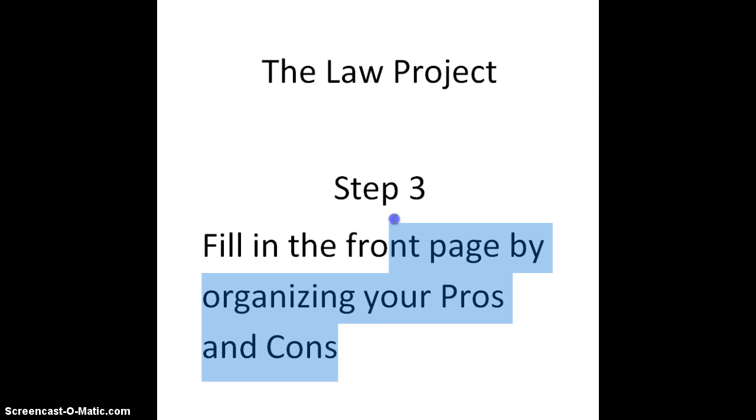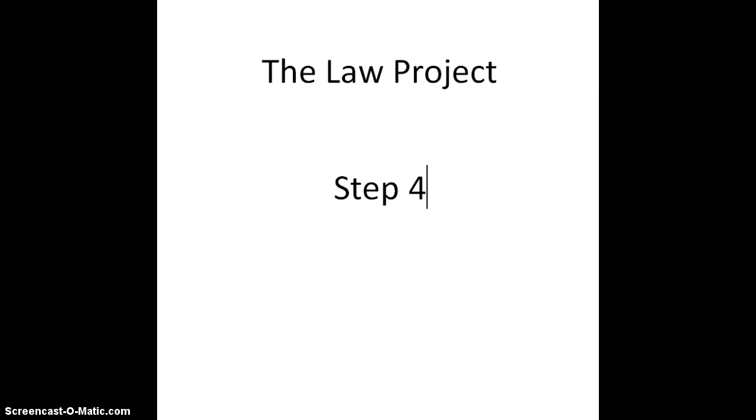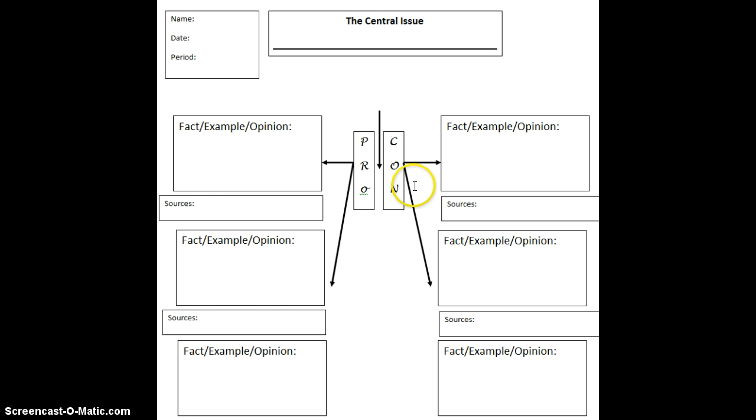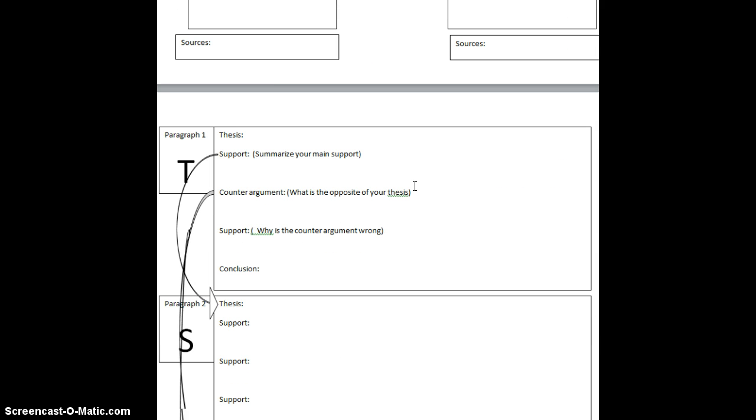Step 4 is going to be the most difficult out of the lot. Step 4 is to fill in your outline. As part of the packet, you have an outline down here. You need to take a position on this law. If that position is, yay, I like the law, fine. If that position is, you don't like the law, that's fine, but you need to make an argument. Whichever way you land, I need a general support here. Your counter argument is the opposite of your thesis.